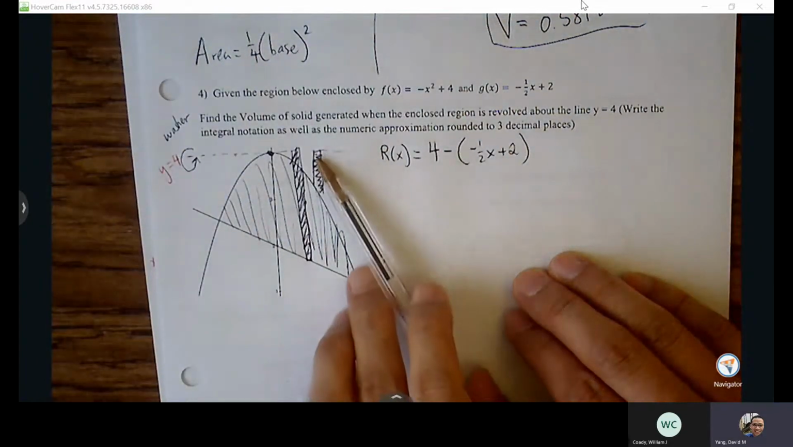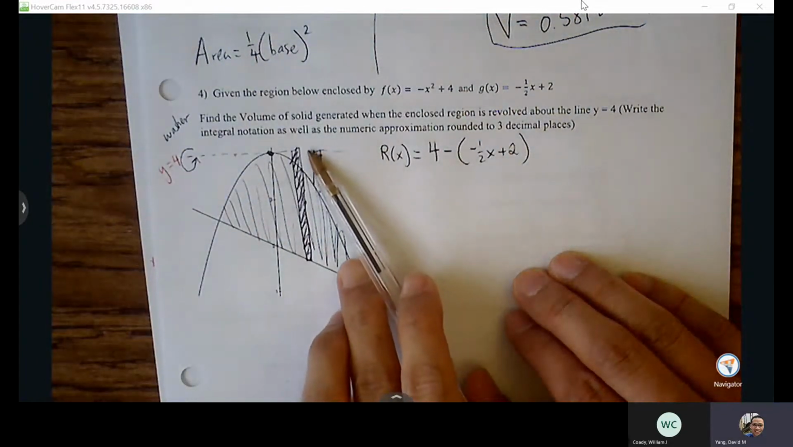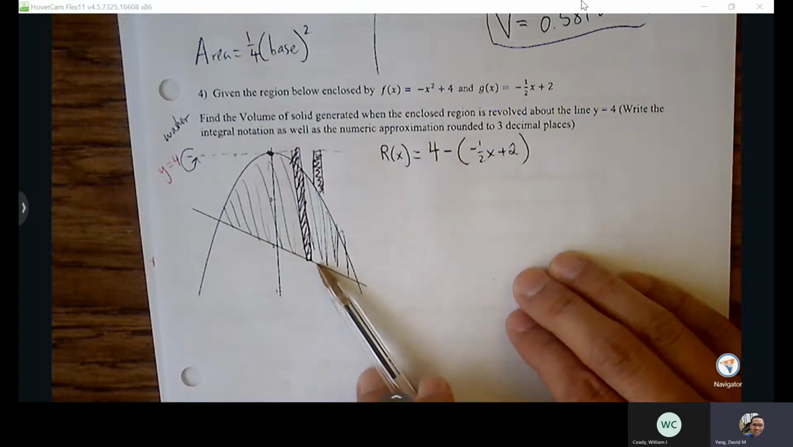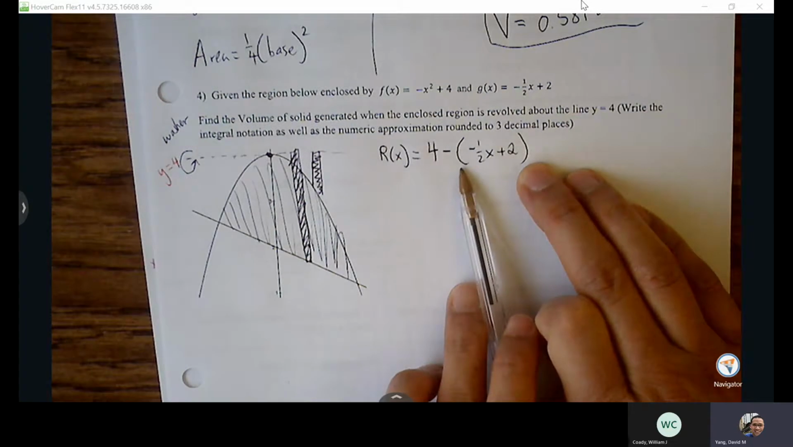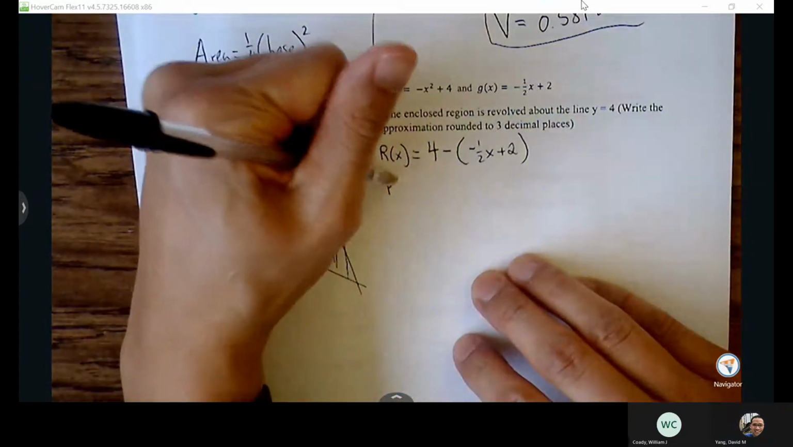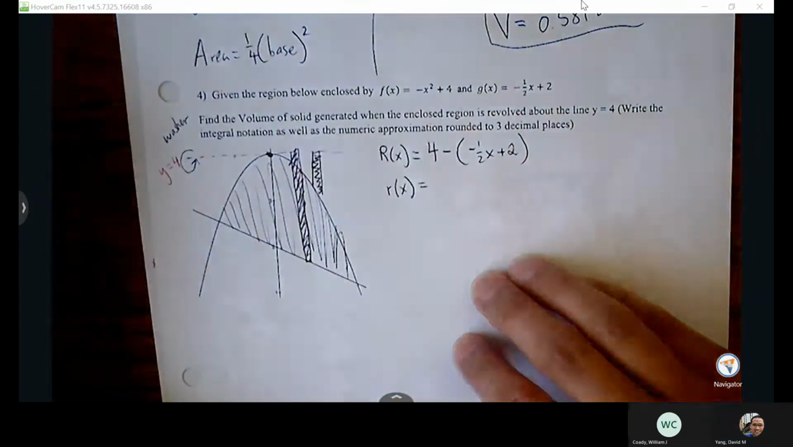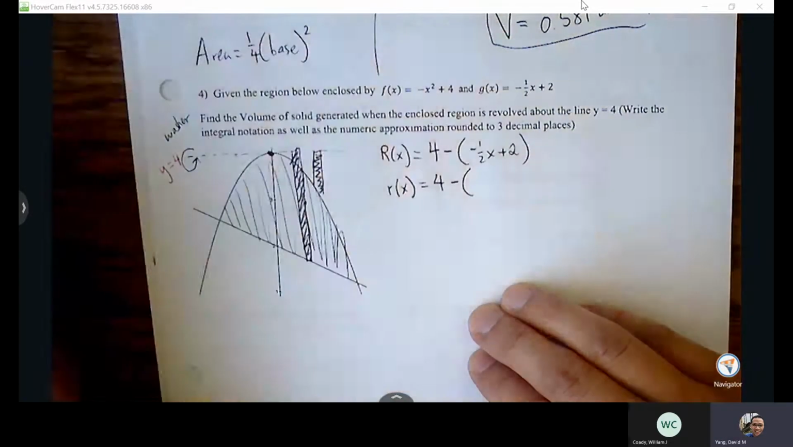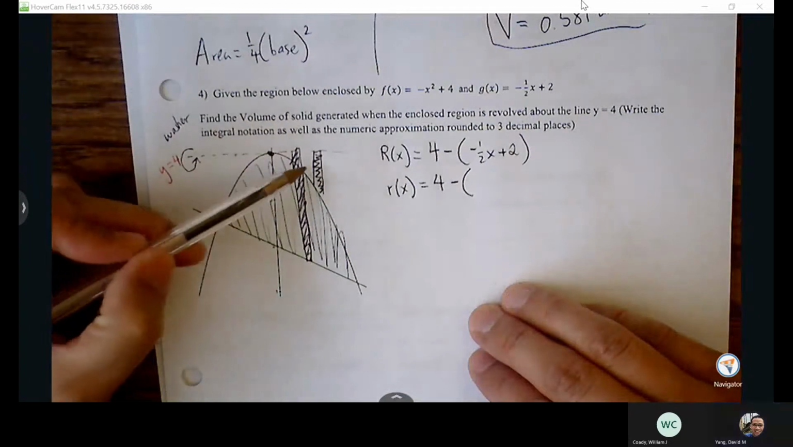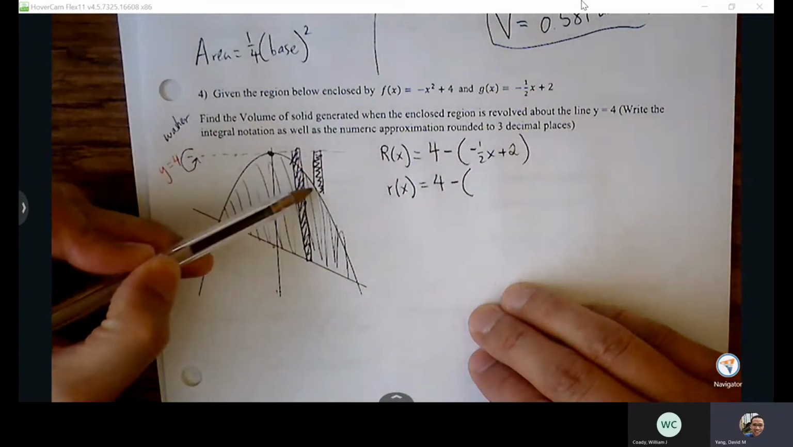Top of the big radius is sitting at the dotted line, the 4. The bottom of big radius is sitting at the linear graph, -1/2 x plus 2. Make sure you put a set of parentheses there to protect that. Right, top is sitting at the 4. The bottom is sitting at the -x² plus 4.